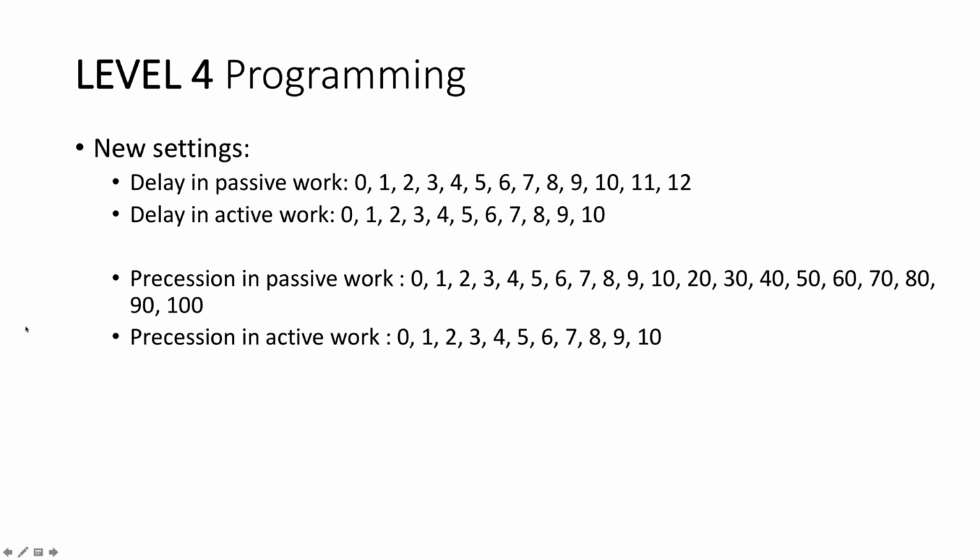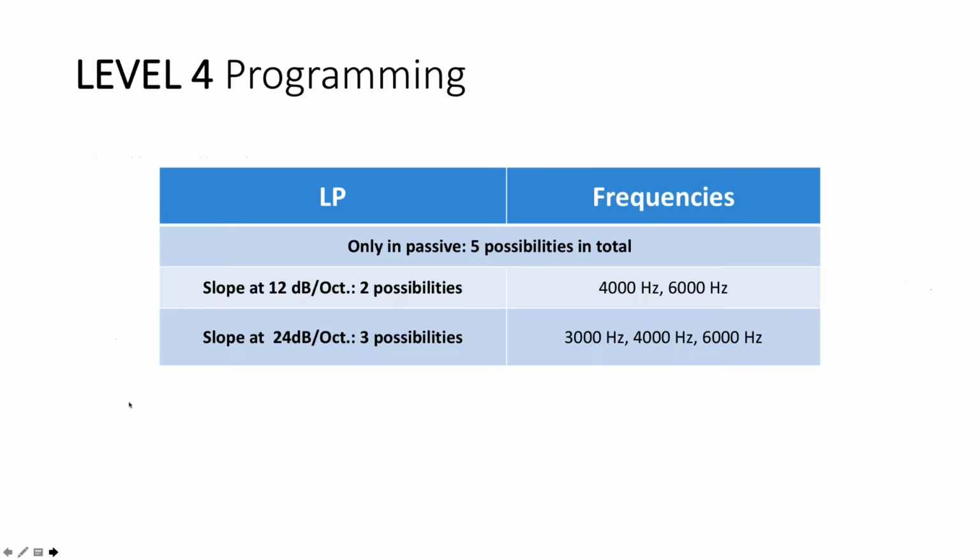Now let's see a little bit the possibilities of level 4 programming. So here we're going to have new settings because delay in passive work goes from 0 to 12. So we have all the capacities of delays, and in active work we can go from 0 to 10. Then the precession in passive work goes from 0 to 100, and in active work from 0 to 10. So we accelerate the delays and precession.